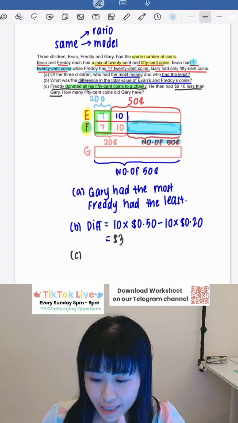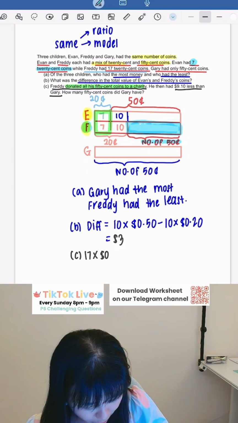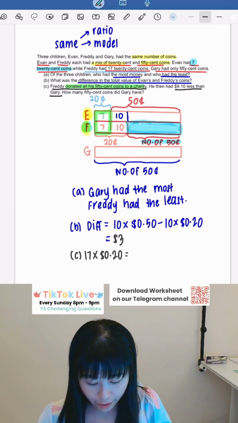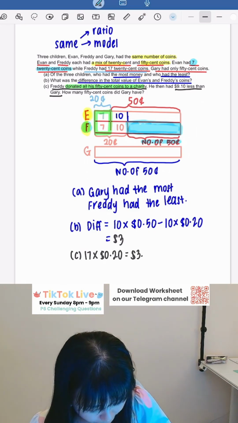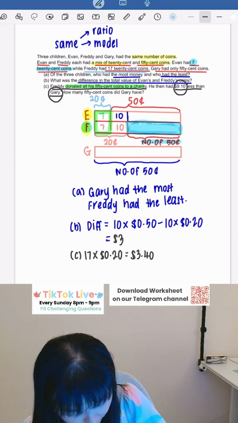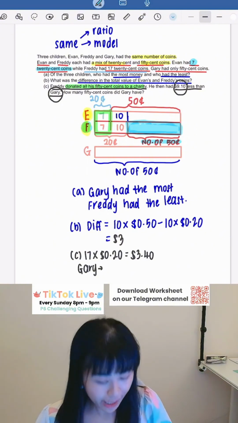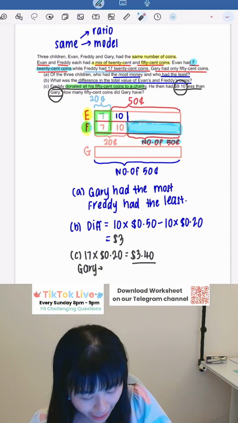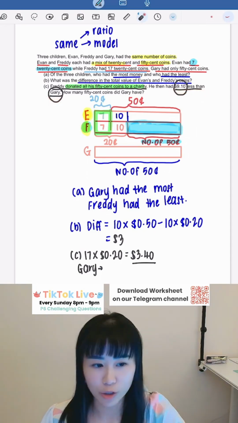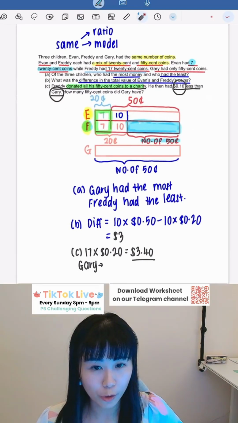17. You have 17 20 cent coins, am I right? That is what Freddy has left? Yes, so 17 times 20 cent, Freddy is left with $3.40. Given that he had $9.10 less than Gary, can you tell me how to find Gary, everybody? Freddy got $3.40, but that amount is $9.10 less than Gary. What will you all do? Let me know the approach.